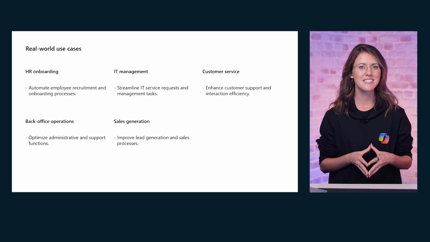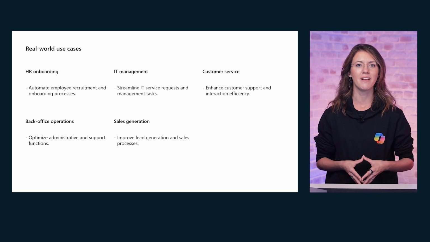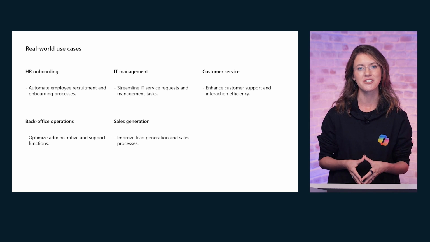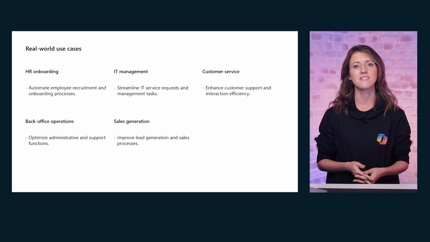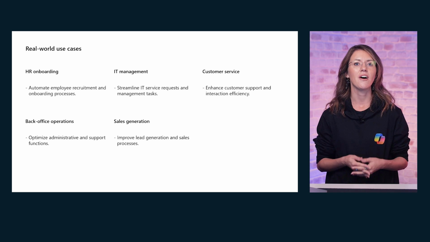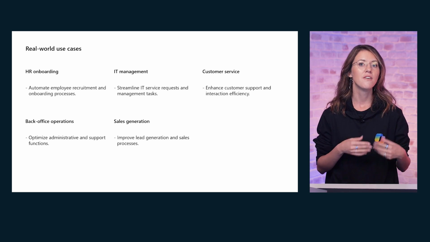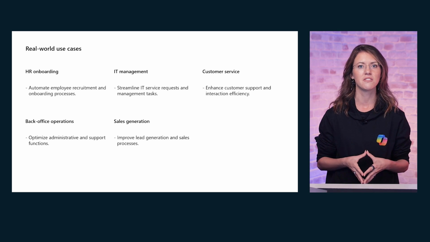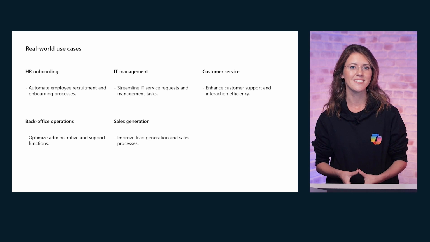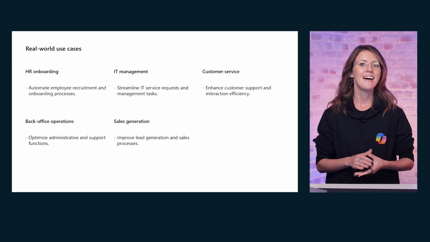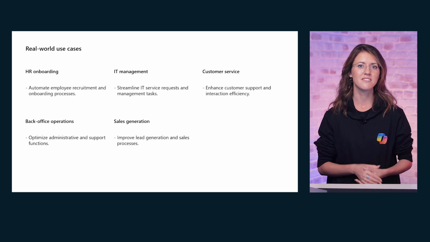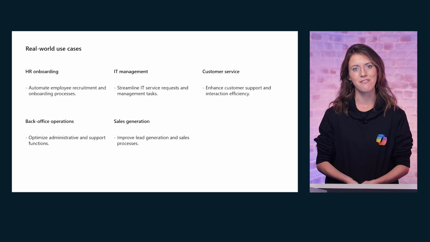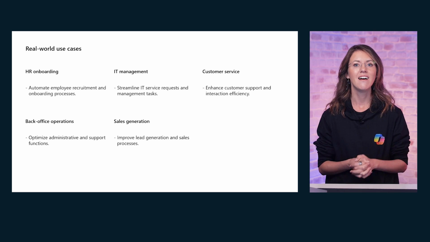Now, let's explore how autonomous agents can be applied across different departments to spark innovation and streamline operations. In human resources, autonomous agents can automate recruitment workflows from screening CVs to scheduling interviews, ensuring faster turnaround and consistent candidate experience. For onboarding, agents can guide new hires through training modules and policy acknowledgements, reducing manual effort and improving engagement.